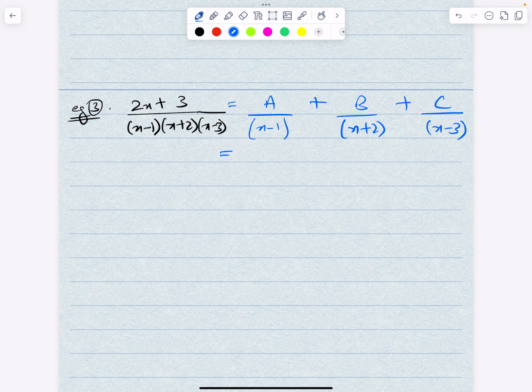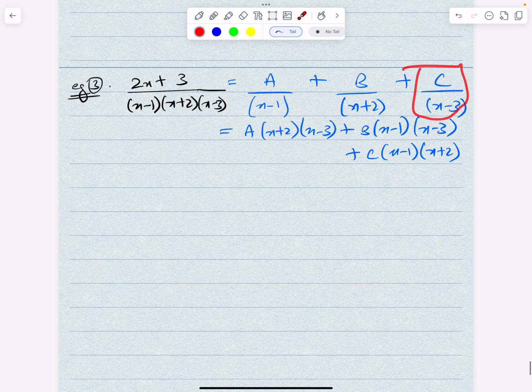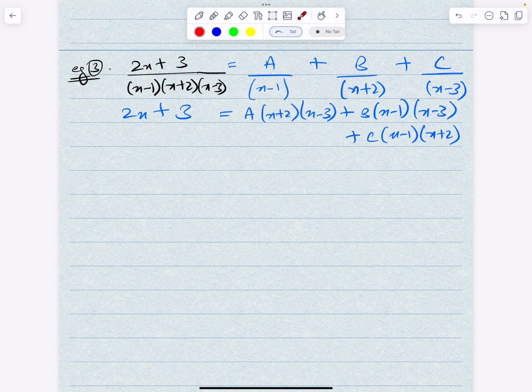I'll skip the cancelling the denominator step again. B multiplied by (x - 1)(x - 3), since they do not exist in that fraction. And C multiplied by (x - 1)(x + 2), since this does not exist in this. And I have 2x + 3 left here after the denominators as well. So first of all, be smart. I repeat, be smart. Let's assume the value of x to be minus 2.